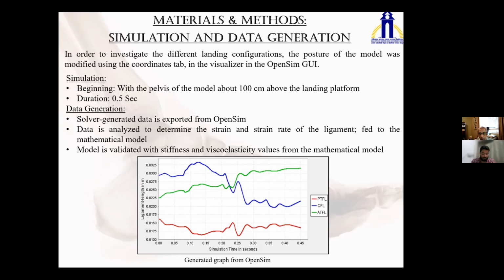We have investigated different landing configurations of the OpenSim model as described by Shitabjo. Then the OpenSim model is simulated. The duration of simulation is 0.5 seconds, and the height of the model from which it is dropped is about 100 centimeters above the landing platform. Then solver generated data is exported from OpenSim, and those data are analyzed to determine the strain and strain rate of the ligament, and that is fed to the mathematical model.